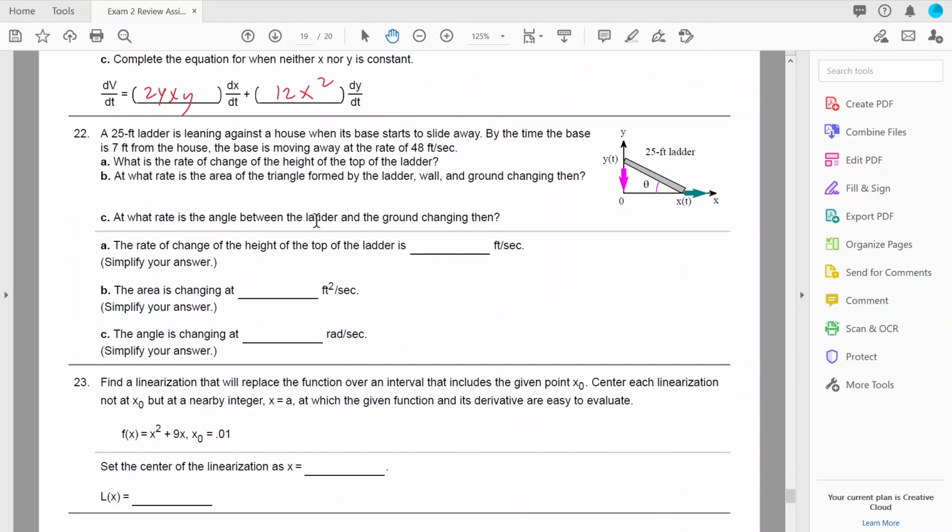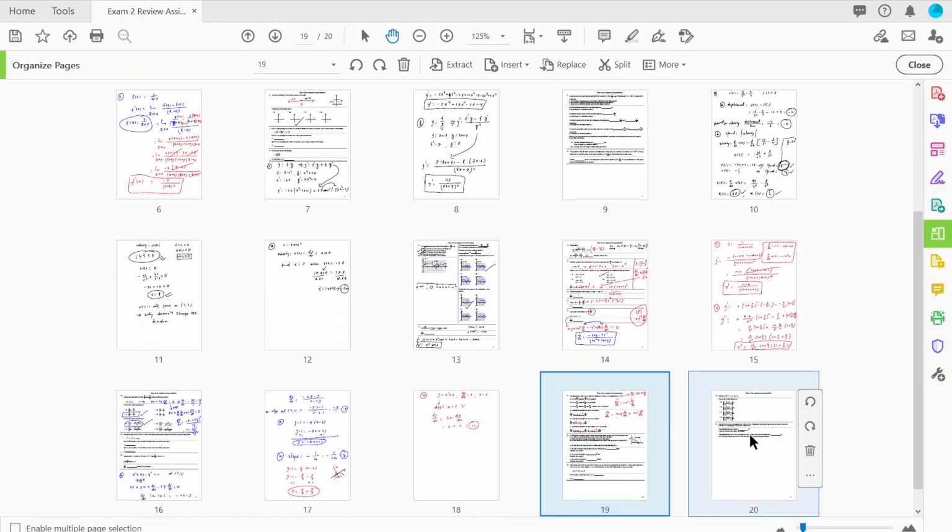So for problem 24, this is a word problem, so you have to read this question very carefully. A 25-feet ladder is leaning against a house when its base starts to slide away. By the time the base is 7 feet from the house, the base is moving away at the rate of 48 feet per second. So we have to answer this question: what is the rate of change of the height of the top of the ladder, and at what rate is the area of the triangle formed by the ladder, wall and the ground changing there? I'm going to add one extra page here.